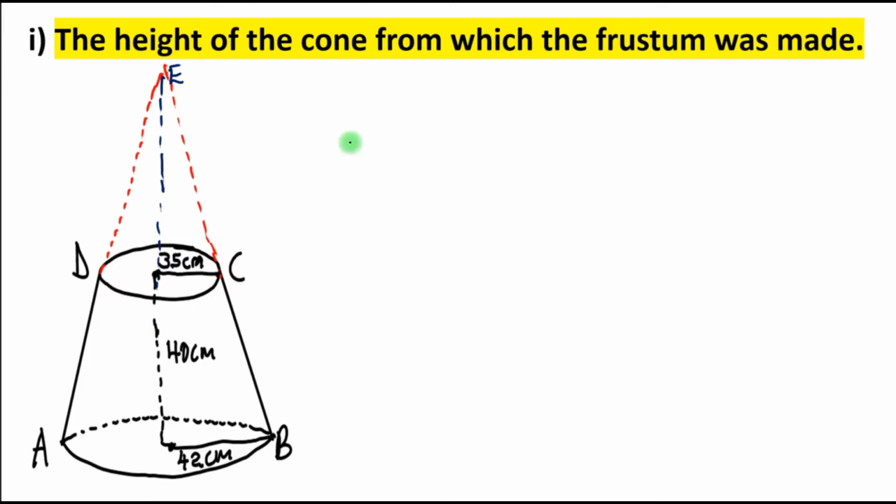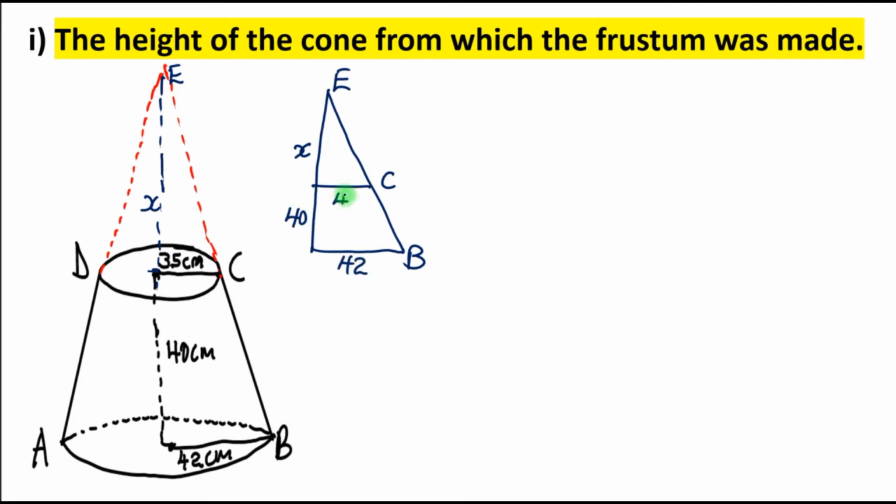And in this case we need to use the knowledge of similar triangles. So this is B, then you have C, then E, this is the slant height. Then let me call the height of the cone that was cut off X. So this is X, this is 40 centimeters, this is 42, and here it is 40.